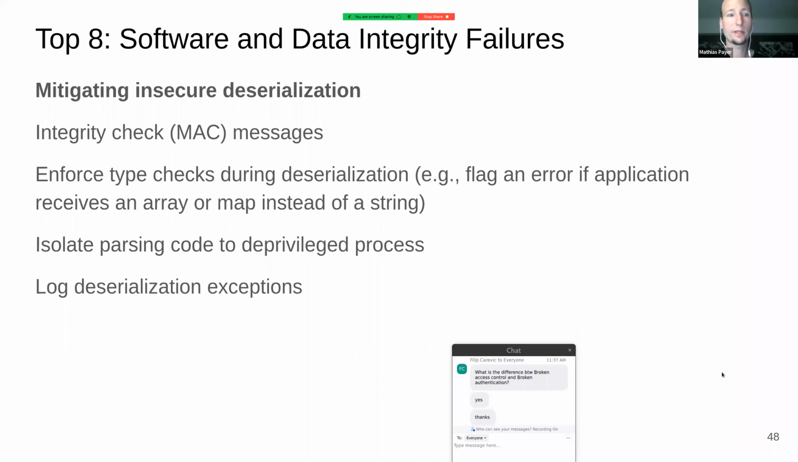Mitigating insecure deserialization could be done through integrity checking, for the cookie example. Enforce type checks during deserialization, so that you're only deserializing the object that you expect. You can make sure that this is a string that you're deserializing and not an array or a map. Isolate the parsing code to a deprivileged process, and then log deserialization exceptions that are happening.